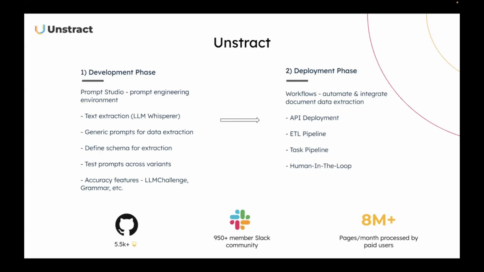And to throw out some numbers about Unstract, just to give you a better idea, we have over 5.5K plus stars on GitHub, a 950 plus member Slack community, and today we are processing over 8 million pages per month by paid users alone. That said, let's move on into the Unstract demo. I'll give you a quick overview of the platform and how it works so that you'd have better context when we move into the HITL demo after that.